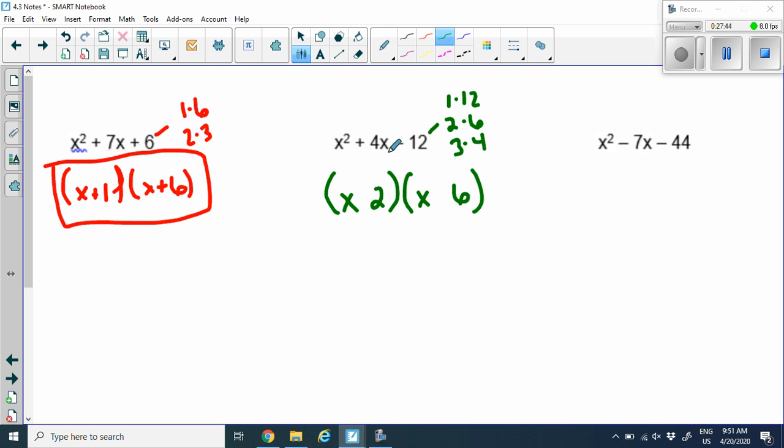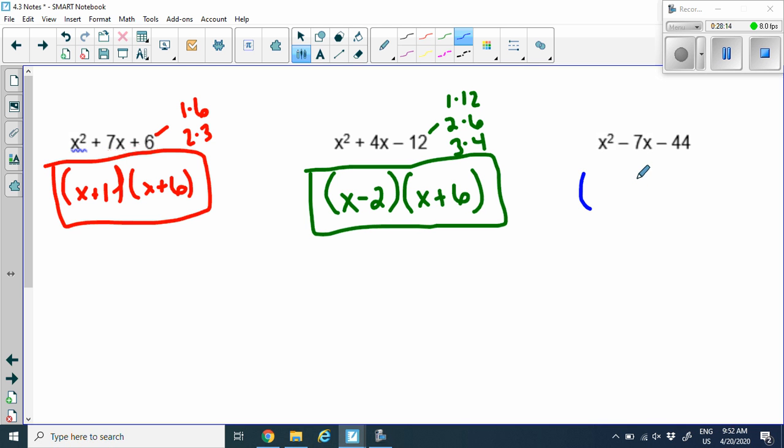Now, because my 4 is positive, that means the larger number has to be positive, and my smaller is going to be negative, because 6 minus 2 gives me a 4. And then this will be my factorization. And remember, these two sets of parentheses are what we call factors. Remember, factors are expressions, phrases, numbers that multiply.